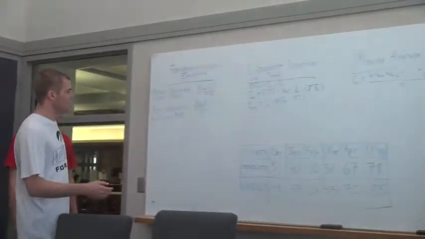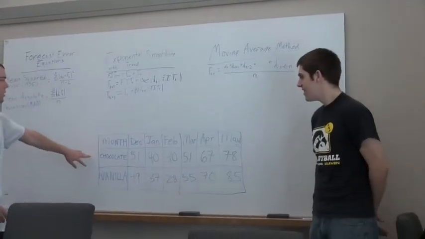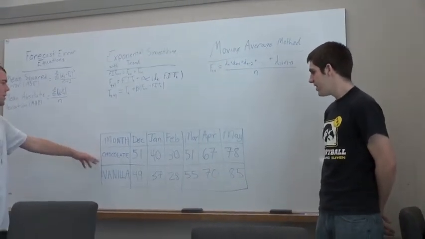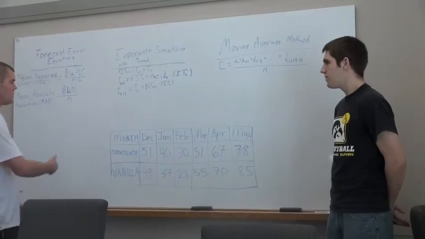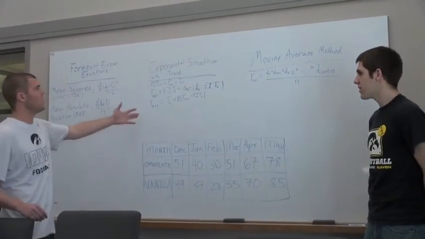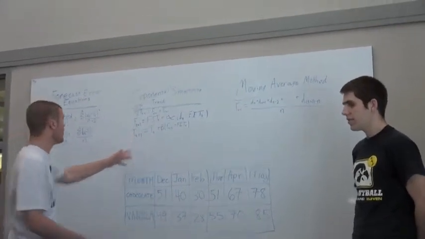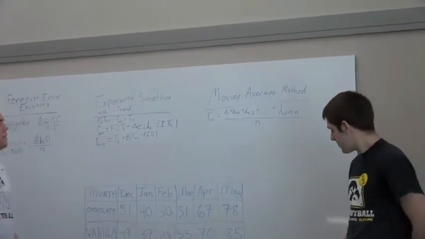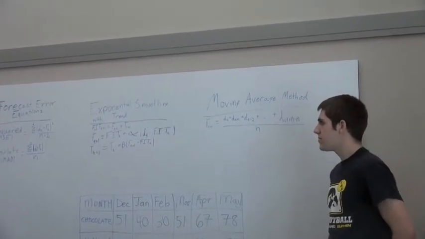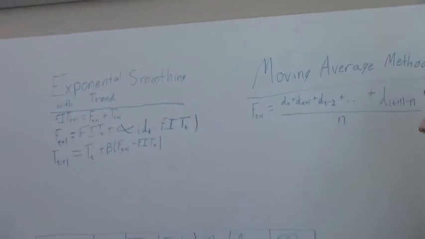And if you want to look at some data I have for the past 6 months on two of our top selling ice creams, this is the demand that we've had. I would like you guys to use exponential smoothing with trend and the moving average method to come up with a forecast and then also determine which one is better.